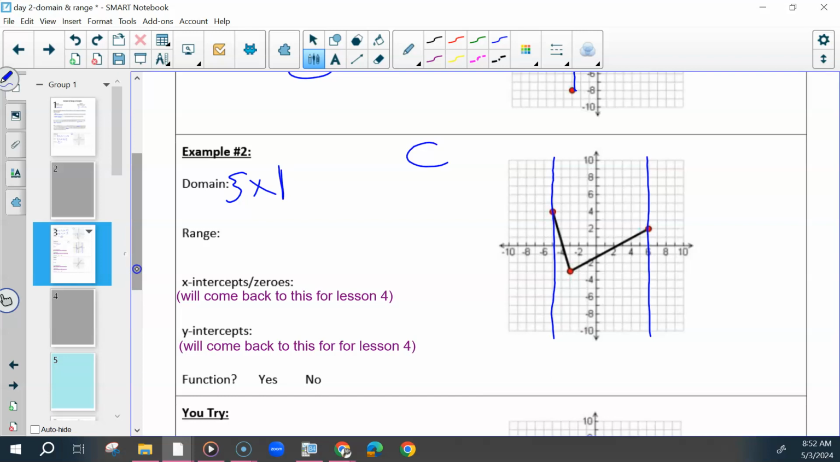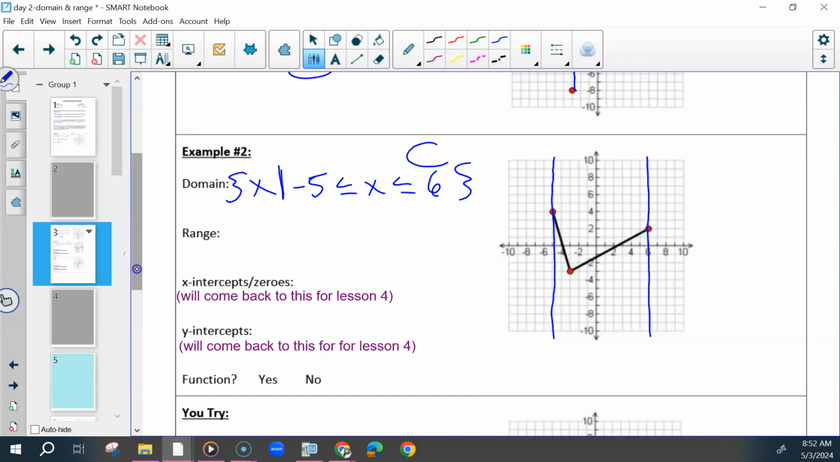Where would this start? What's the furthest point to the left? -5. You're always going to put less than or equal to signs because these are closed points. x, less than or equal to, what's the furthest point to the right? 6. Curly brackets. So this is saying your domain is everything between -5 and 6, everything in between, but it starts at -5 and it ends at 6, and both of those are closed points.